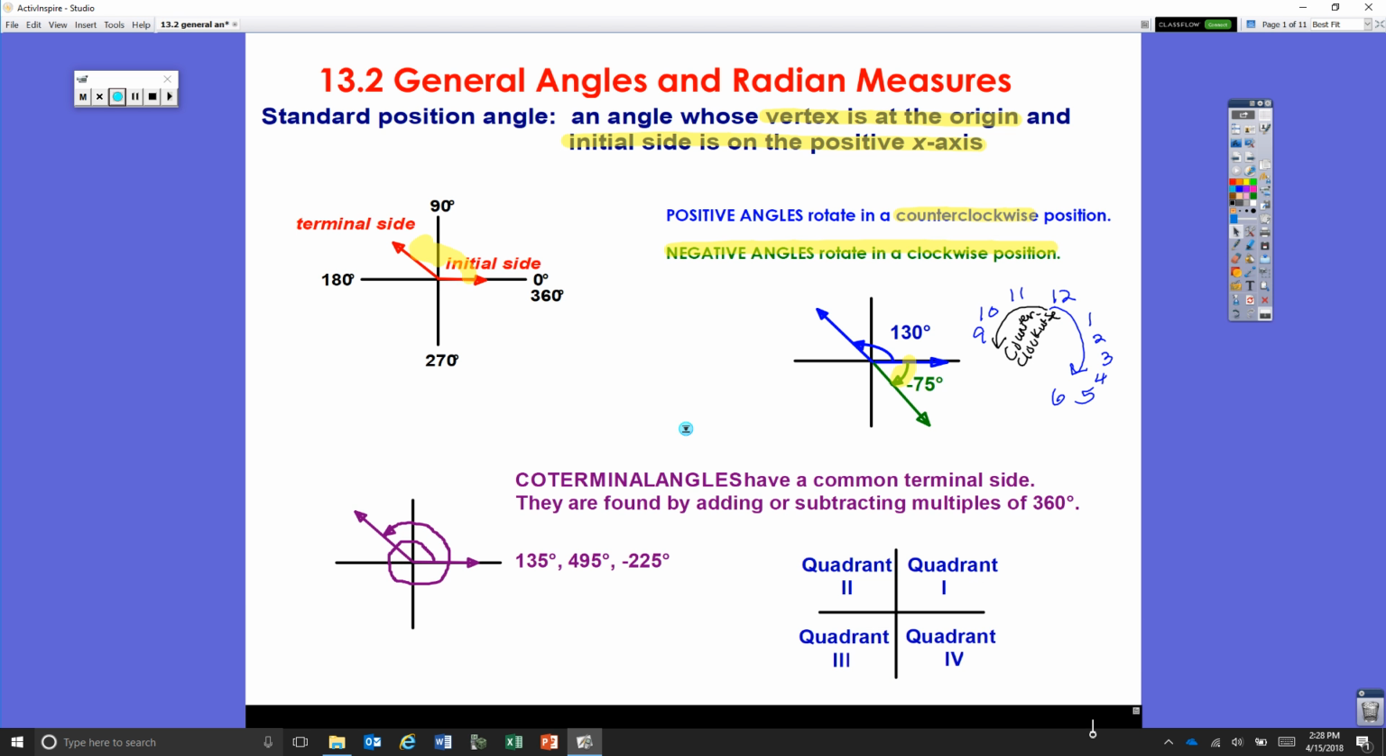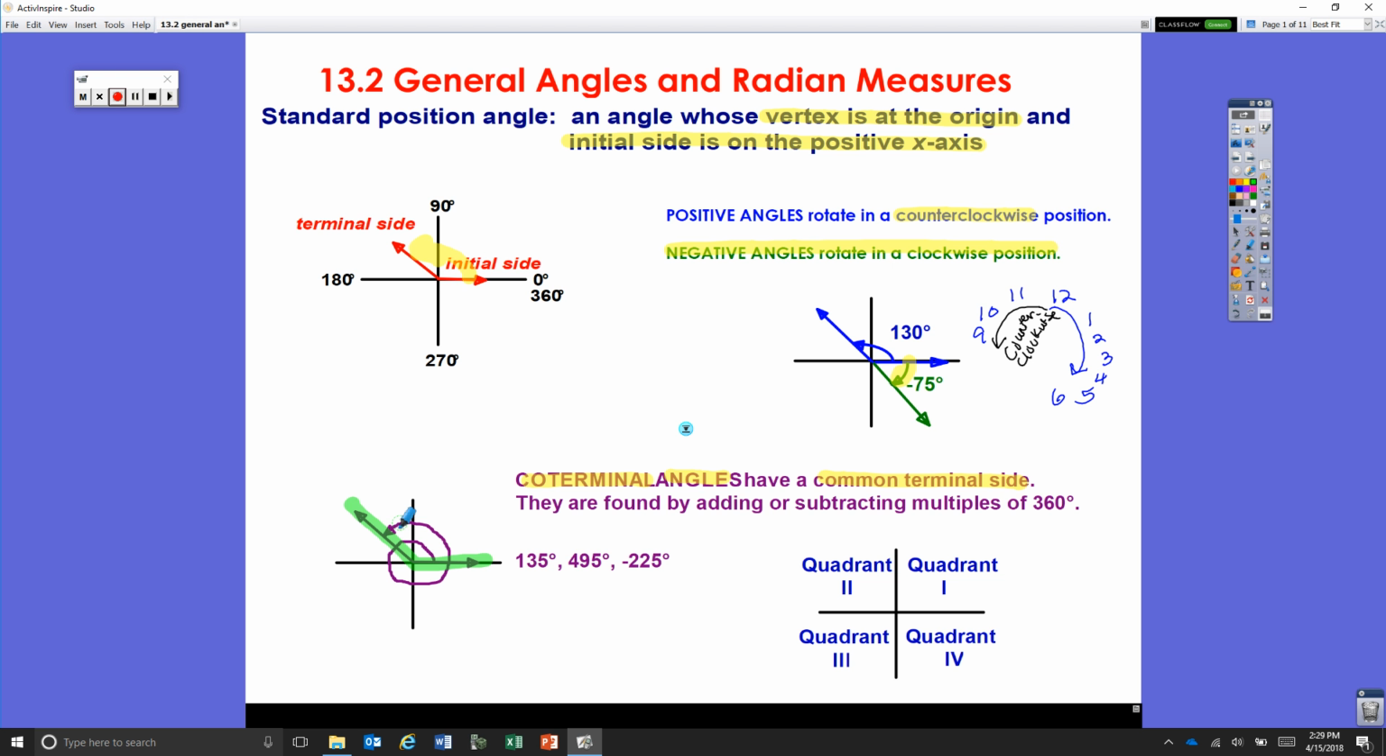I also would like to talk to you about coterminal angles and quadrantal angles. Coterminal angles have the same terminal side. For example, right here is my angle. So I first have an angle, and it looks like about 130 degrees. And then when I come around another full 360, that would be a coterminal angle.